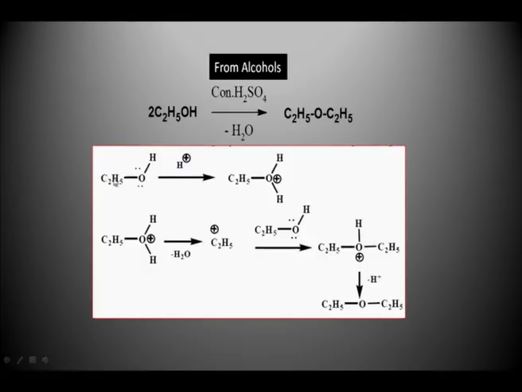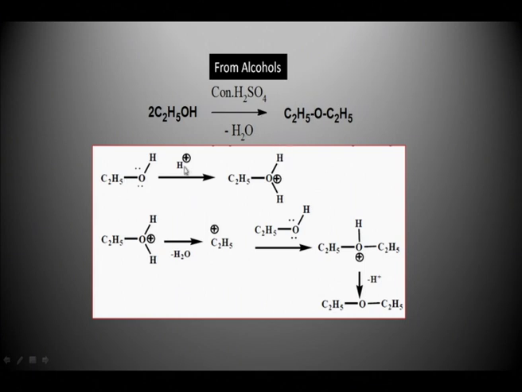Another important method for the preparation of ethers is from concentrated sulfuric acid. When alcohols are treated with concentrated sulfuric acid, we get symmetrical or unsymmetrical ethers. In this particular example, ethyl alcohol, when treated with concentrated sulfuric acid, loses water, that is, a dehydration reaction takes place here, and it gives diethyl ether as the product.